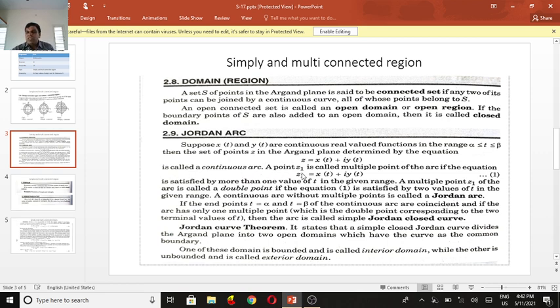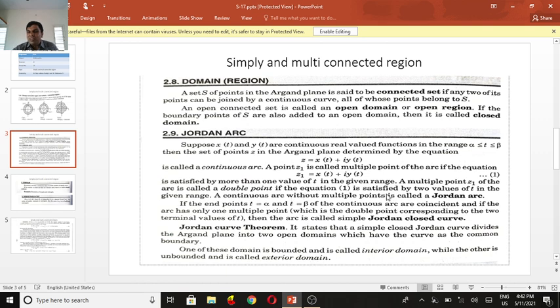A point z1 is called a multiple point of the arc if the equation z1 equals x of t plus i y of t, call this equation 1, is satisfied by more than one value of t in the given range. A multiple point z1 of the arc is called a double point if equation 1 is satisfied by two values of t.